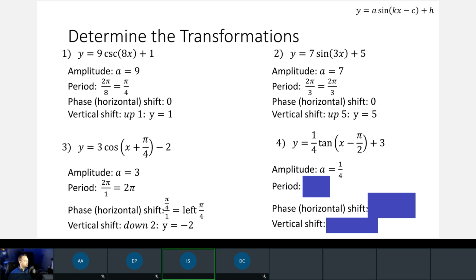Okay, I think I forgot something. Maybe. So let's go on to your phase shift. What did you get? I got right pi over 2. Very good. And your vertical shift? Vertical shift up 3. Perfect. All right. So the only mistake that you made was your period. And I think that if you would have graphed it in GeoGebra, you would have seen it.